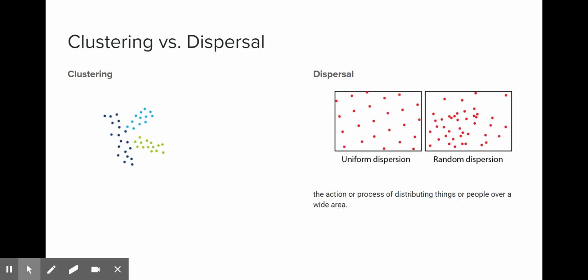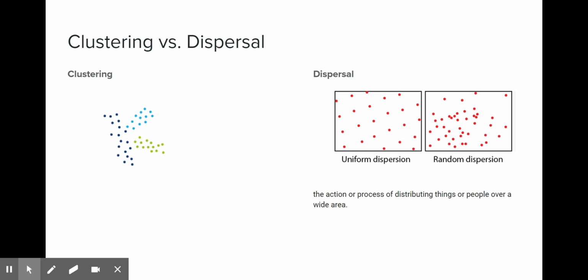So there's two more terms we're going to learn about. I think these are pretty self-explanatory, but I want to start in terms of how we talk about patterns on maps. On the left-hand side, we have a clustered version of dots. And on the right, we have what we would call dispersal. Dispersal is the action or process of distributing things over a wide area.